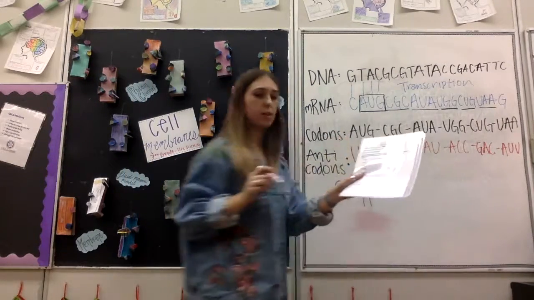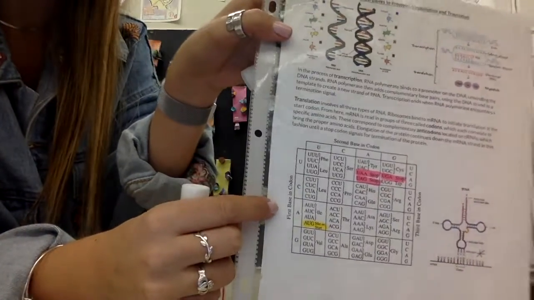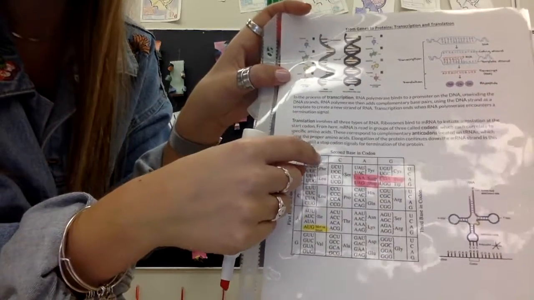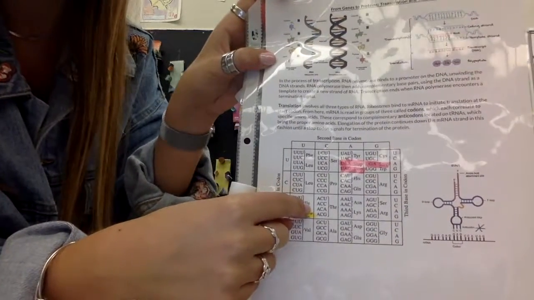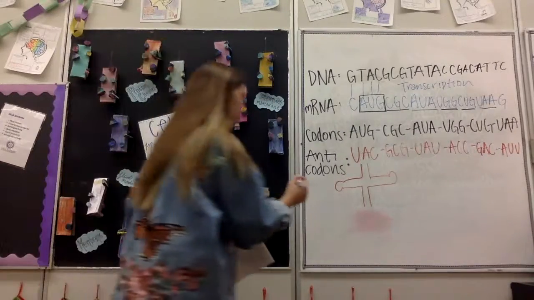So what it looks like is, let me see how I want to draw this. AUG, I'm going to find it on my chart here. Let me show you. I find it by going, okay, first base, and the codon is A, so I'm going to go down here. The second base is U, so I'm in this first column, and then G. So AUG, I see that it's MET or start. So I'm going to write down MET.